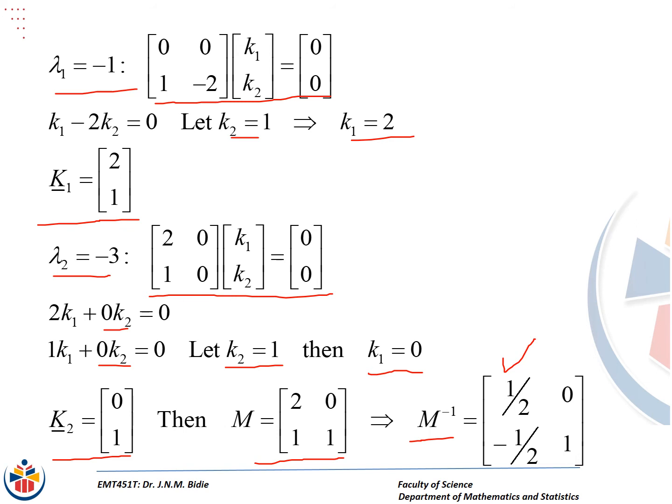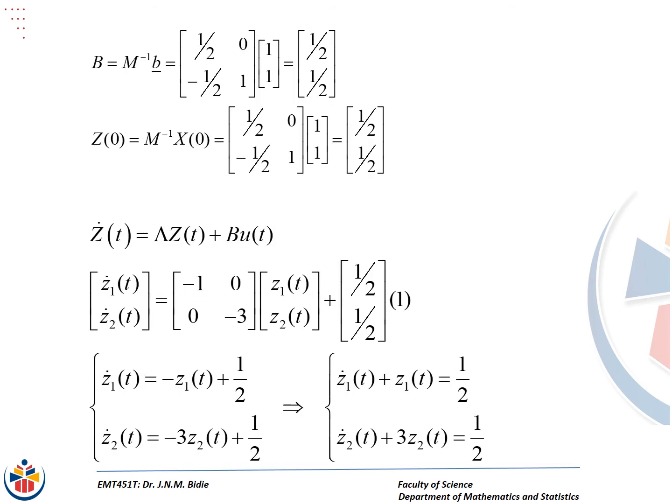Step two requires us to calculate capital letter B, which is equal to M inverse multiplied by the small letter b that was given in the problem. Our small letter b that was given in the original problem was 1, 1. We do the multiplication and we get our capital letter B. Also, we quickly change the initial conditions.